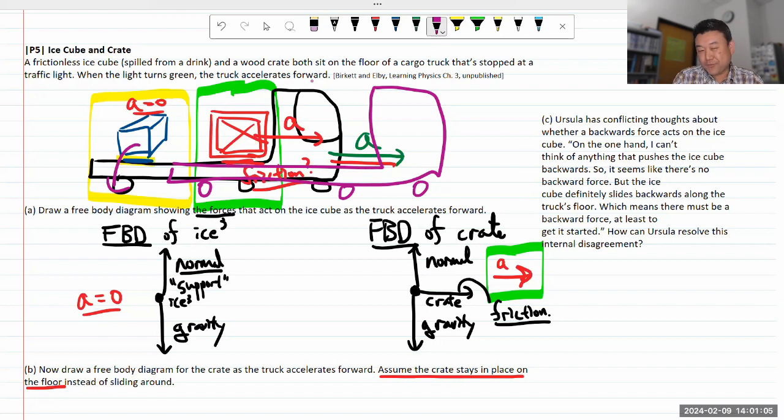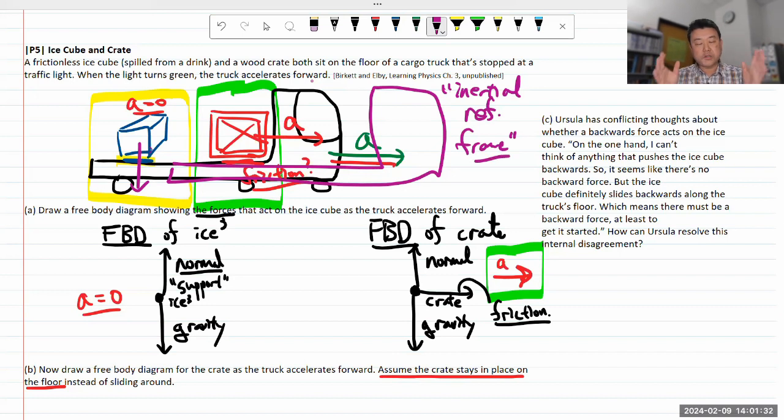The way I've drawn the truck, I actually resolved it already. Because the way I've drawn the truck, the ice cube didn't have to fall backward. It just had to fall straight down. It didn't move backward. And the way I'm drawing these pictures, I'm doing it in an inertial reference frame. When you analyze things in an inertial reference frame, a lot of the things that could be confusing will go away.